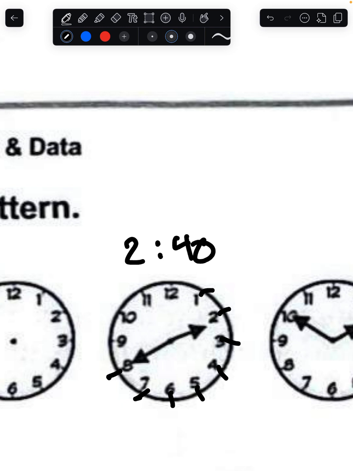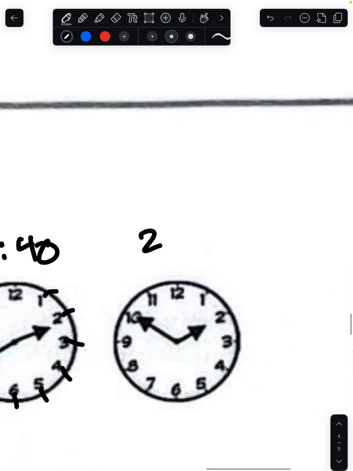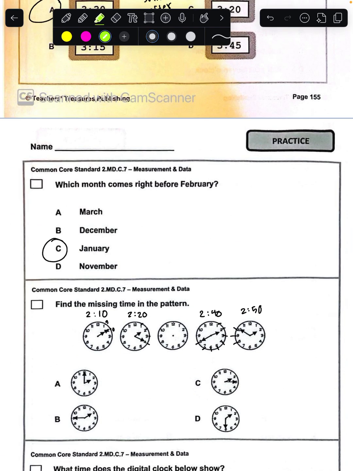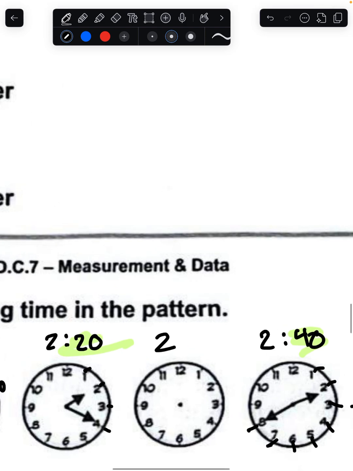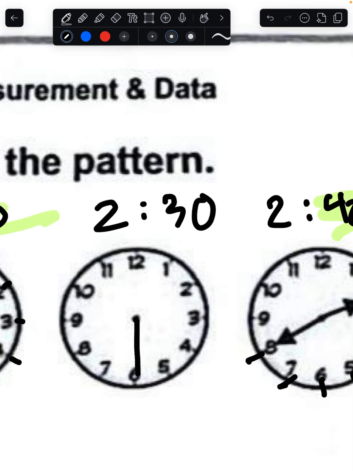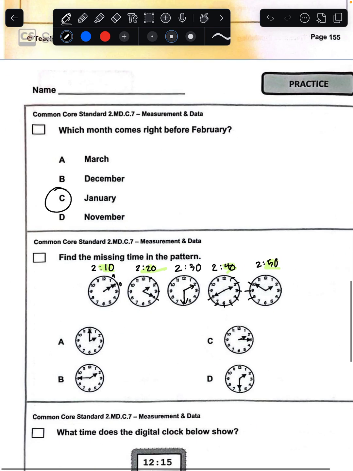So 2:40. Here it's 2 again. So if we start from 40, 45, 50. So it's 2:50. So here the thing changing here are the minutes, and they're changing by 10. So the middle here would be 2:30. And the minute hand would be at the 6, and the hour hand would be at the 2. So the answer to this would be D.